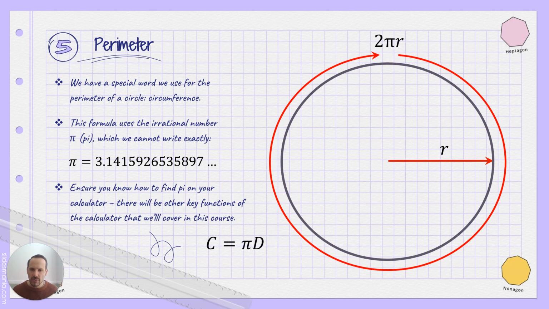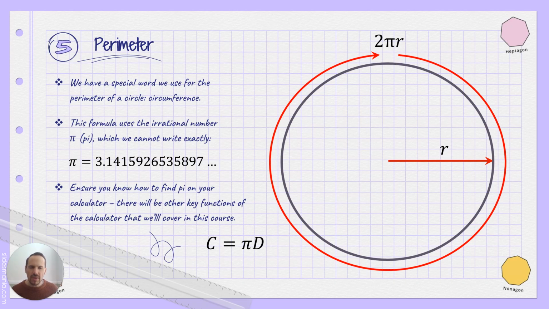Just a little thing to note, because we can put the circumference as 2 pi r. So let me denote the circumference as c for circumference. We could also let the circumference equal pi d, where d is the diameter. Because remember, the diameter is 2 lots of the radius. So 2 pi r is the same thing as pi times d.